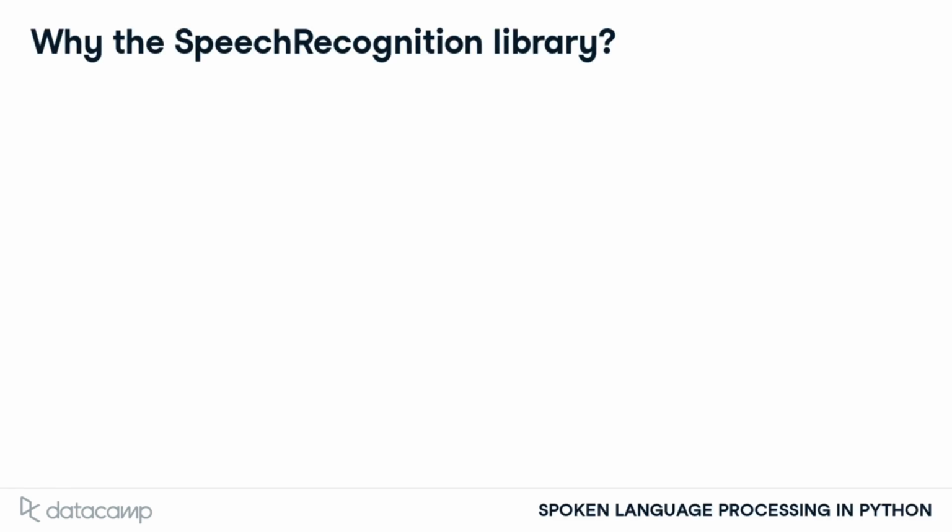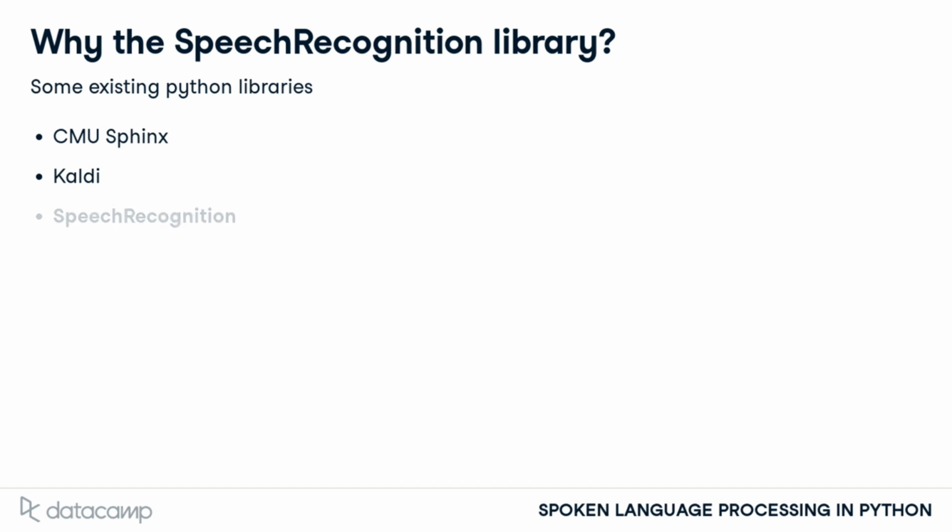Automatic speech recognition is a tough challenge, and there's no shortage of companies and research institutions working on libraries to help solve it. There's the Sphinx library by Carnegie Mellon University, Kaldi, speech recognition, and more. Some have more robust features than others, but they all have the same goal of transcribing audio files to text. We're going to be focused on the speech recognition library because of its low barrier to entry and its compatibility with many available speech recognition APIs we'll see shortly.